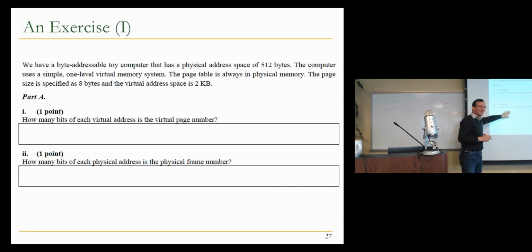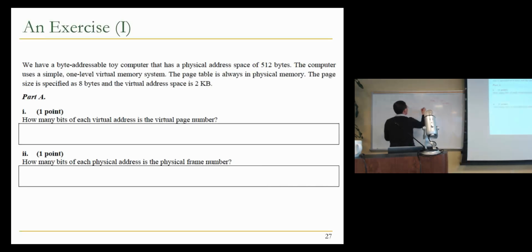The next question: how many bits of each physical address is the physical frame number? Well, you do the same thing for the physical address now, right? The physical address is 9 bits total because it's 512 bytes. The figure is not to scale. 3 bits is the page offset, same thing, and 6 bits is the physical frame number. So the answer is 6.